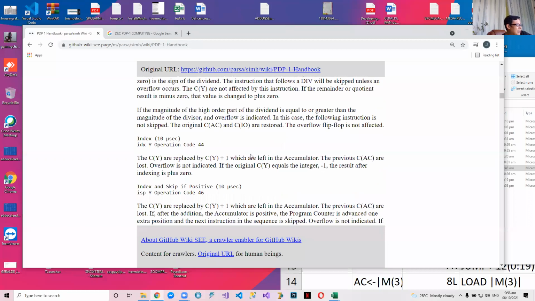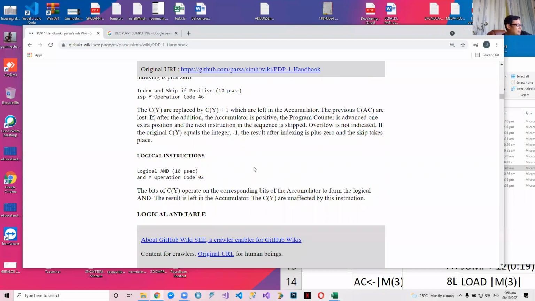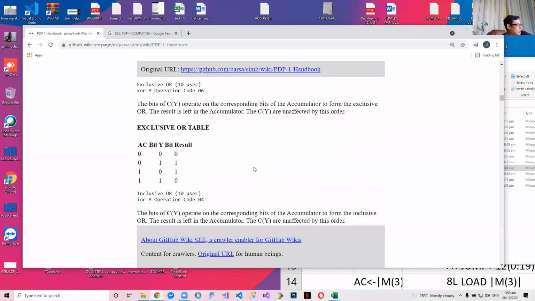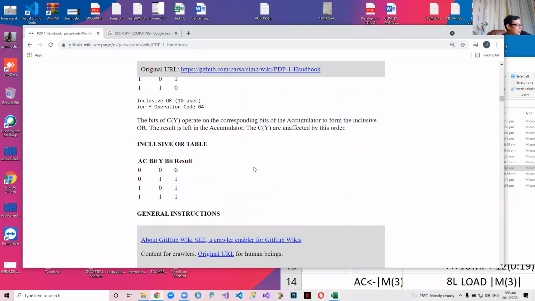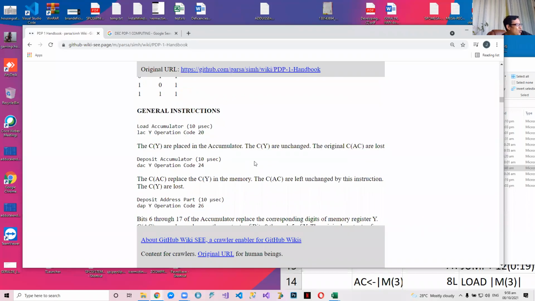And then index, we will skip that. It has logical operations, no? It can do exclusive OR. Load accumulator.